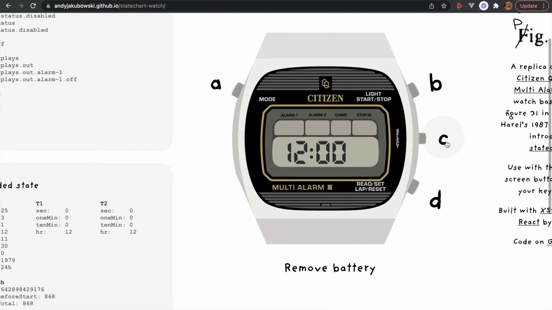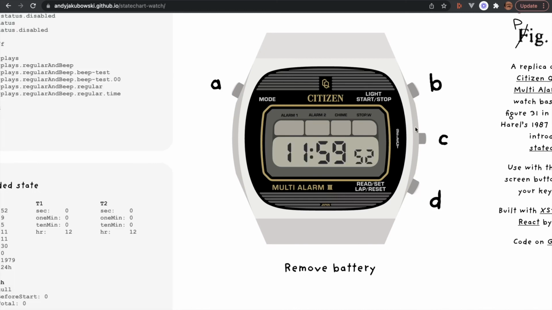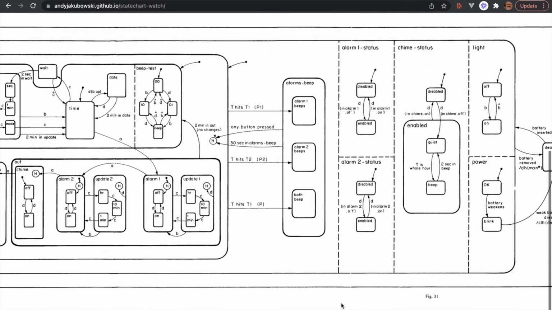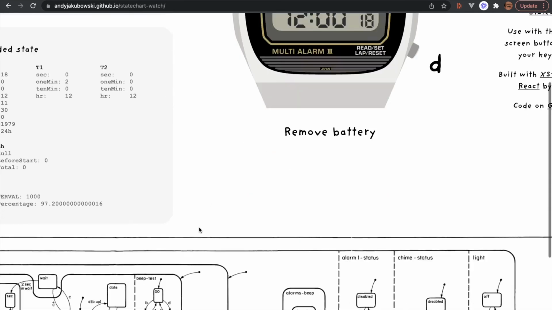C. Okay, so we're going to turn this, and we're going to go to C. Oh man, I'm going to remove the battery. Okay, so we are almost at 12. So we're going to go to A. We're going to go to C, and then we're going to press B, and then D, and then A.